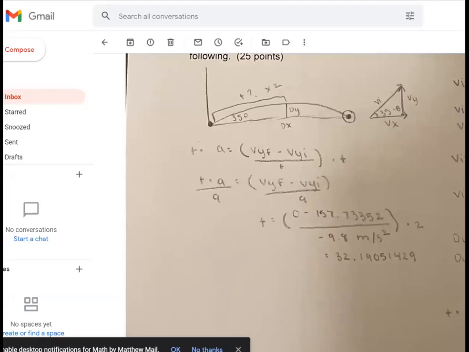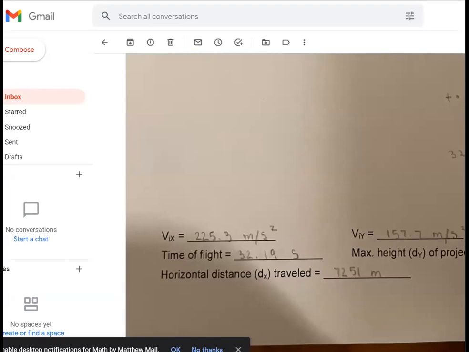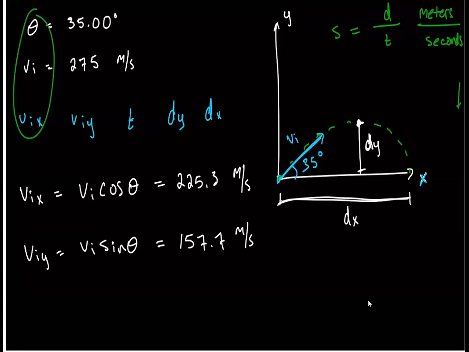$225.27. Hooray, 157.7. Awesome. Now, those are the easy ones. I get to that point where they are easy for you because it's just a trig relationship. We talked about it a little bit, but the x is the cosine part, the y is the sine part. V_i cosine theta, V_ix rather.